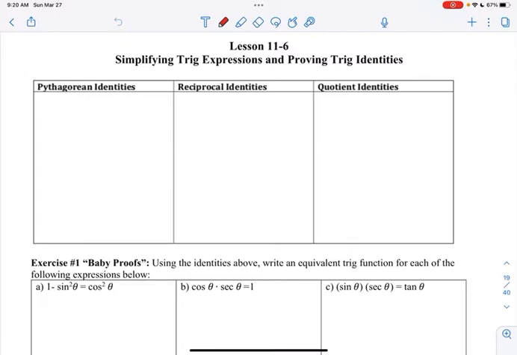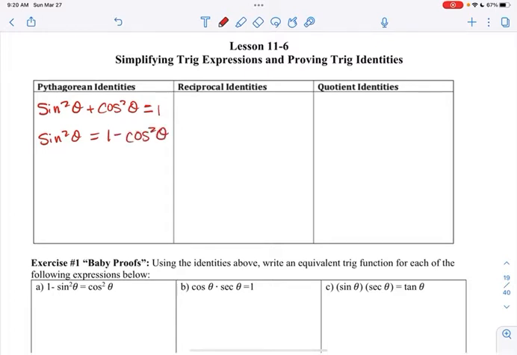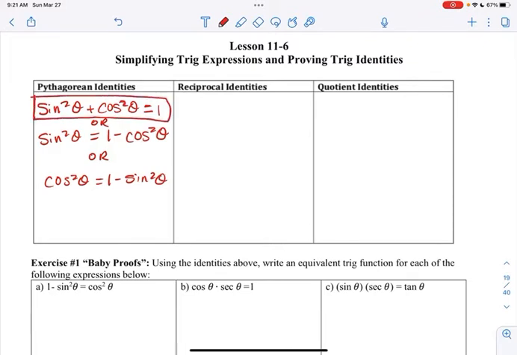The Pythagorean identity for trig is sine squared theta plus cosine squared theta equals 1. And then the rest that I'm going to write are just variations on that. Say that I bring that cosine squared theta over to the right by subtracting it. This is what I'd have: sine squared theta equals 1 minus cosine squared theta. Or if I left the cosine squared theta on the left and brought the sine over, any of these are all equivalent to each other. But this is the one that you should remember, that top one.